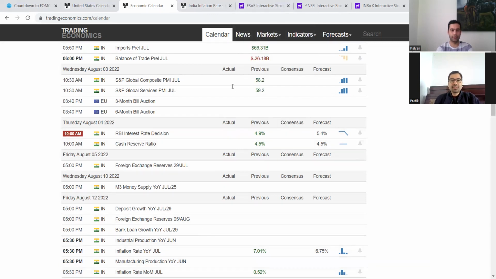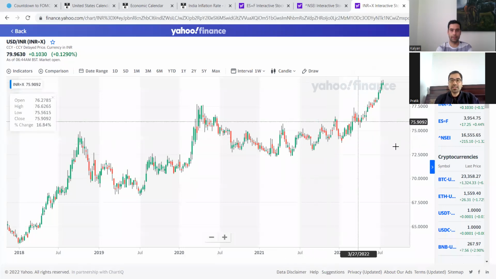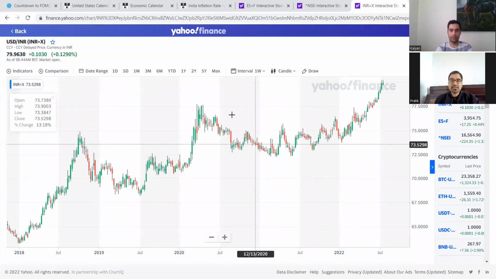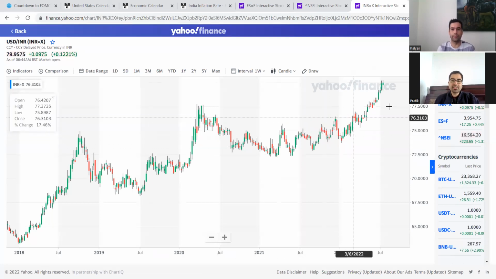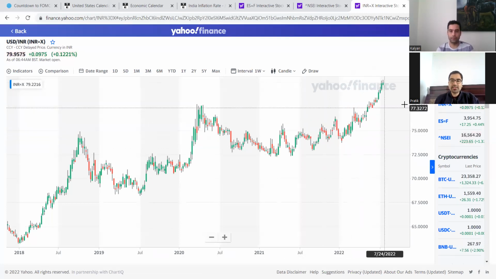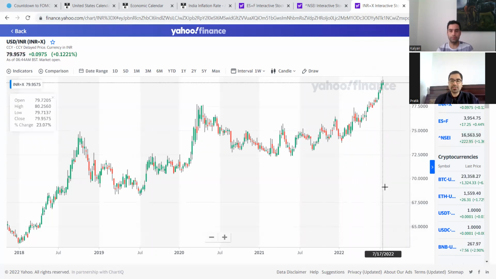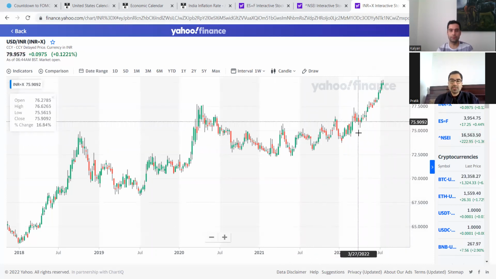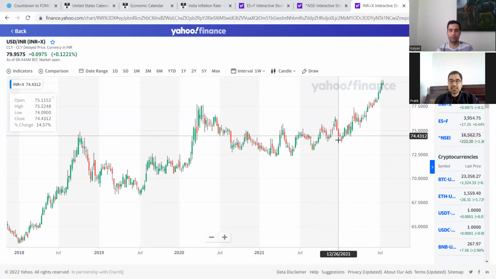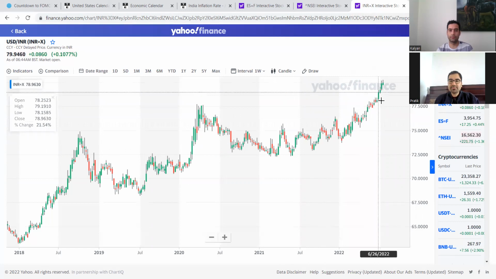So that's how you can see it. From an Indian perspective, again, if you look at the currency, the Indian currency, this is the chart of USD by INR. So one USD is equal to X INRs. This is how it looks. Now, if you see this, from the beginning of the year it has come from 75 to 79 or 80 kind of levels, which is sort of okay.